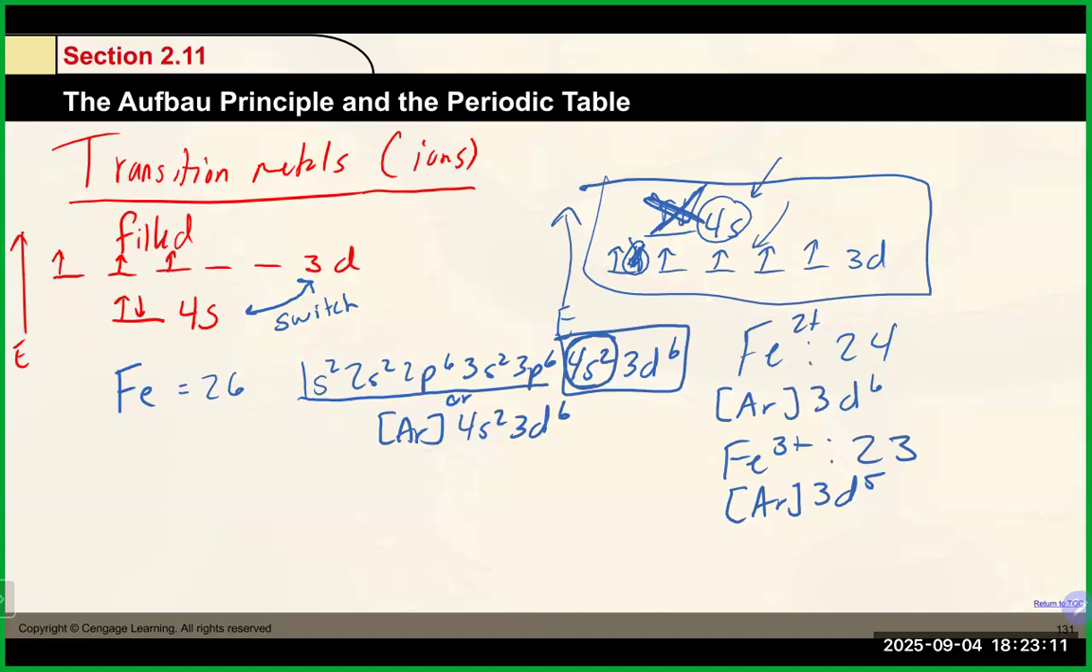So when we get to those transition metals, because as soon as you get in there, it has to fill a d orbital, that's when you see the switch occur. And it doesn't happen for those other ones. Other questions?